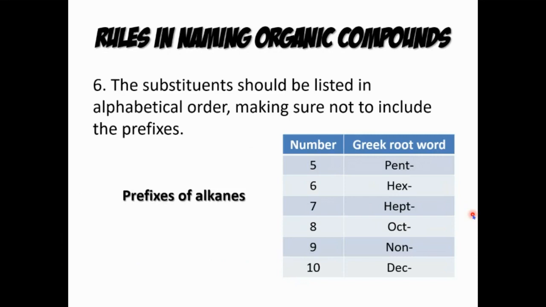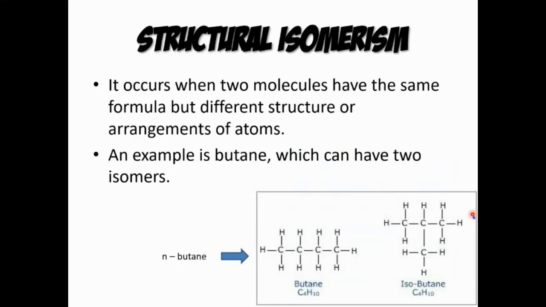Just like this: pent, hex, hep, oct, non, at saka dec. So in terms of structural isomerism, it occurs when two molecules have the same formula but different structure or arrangement of atoms. An example is butane, which can have two isomers, just like this, yung n-butane.